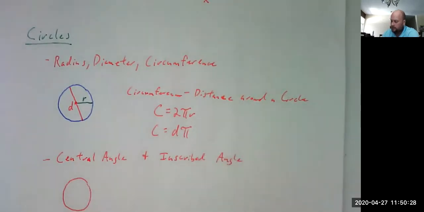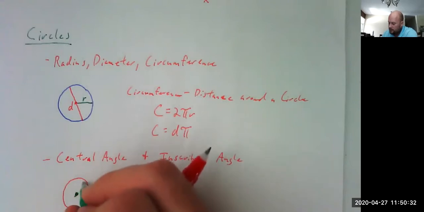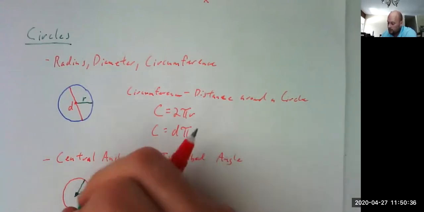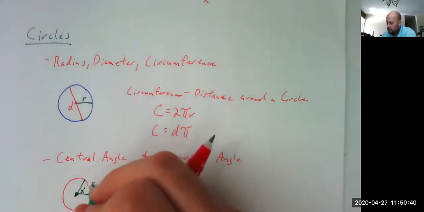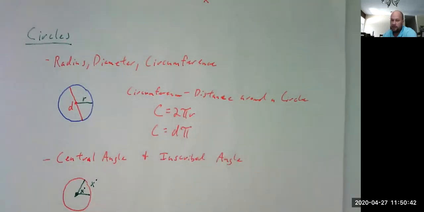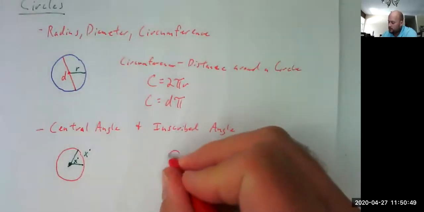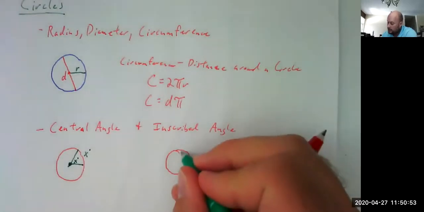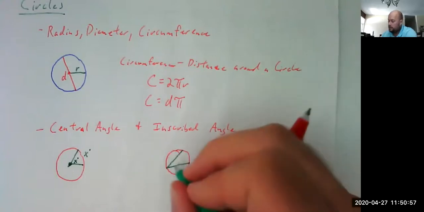So here's a circle. The thing you should know here is that if you have a central angle, which is an angle drawn with the vertex on the center of the circle, the angle measure of that angle will be equal to the measure of the arc that it's intercepting. For an inscribed angle, this is a little bit different. An inscribed angle is an angle that's on the circle.